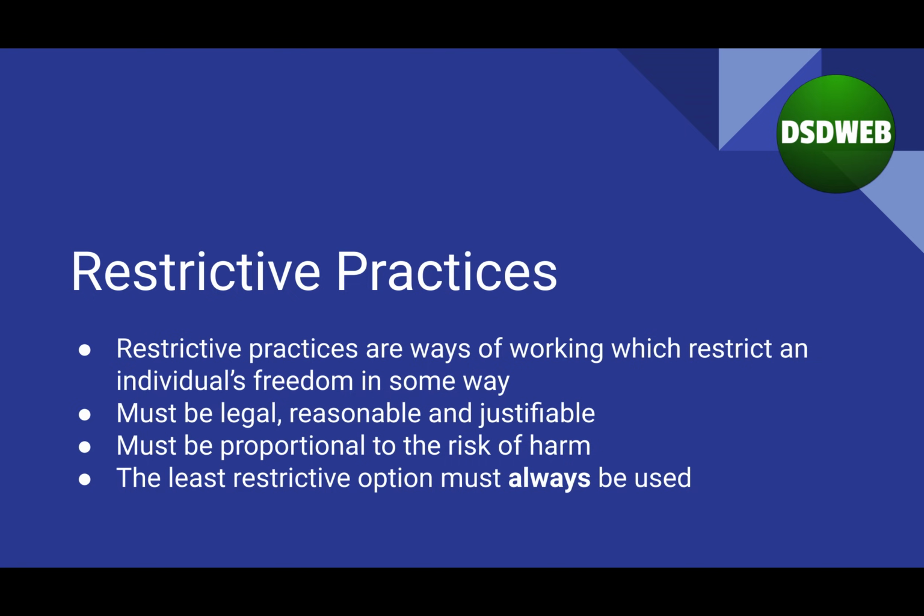Sometimes restrictive practices are necessary to protect individuals that we support. For example, we may need to use locked doors to prevent an individual with dementia from going outside on their own because there is a significant risk of them getting lost or wandering into the road and getting run over. Or for an individual that uses a wheelchair, the lap belt must be used to prevent them from falling out.